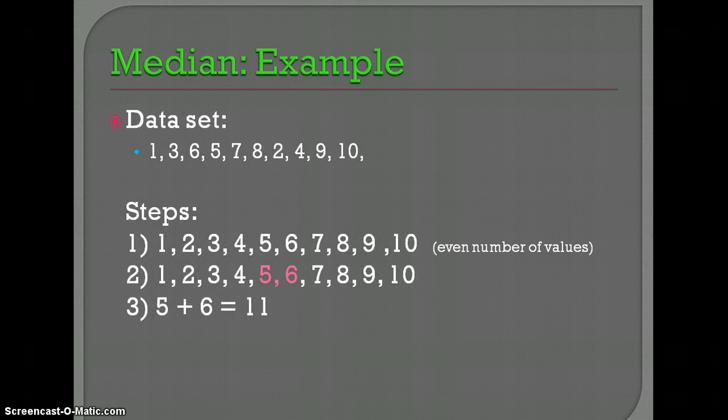Then you do 5 plus 6 equaling 11. Divide 11 by 2 equaling 5.5. So the median is 5.5.